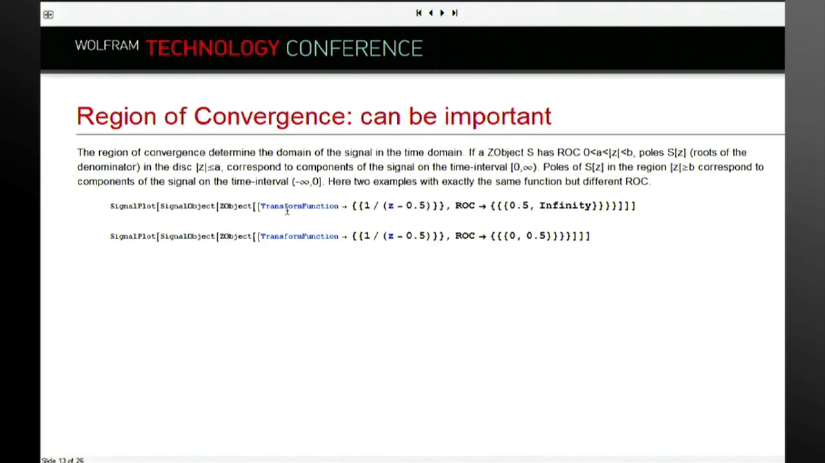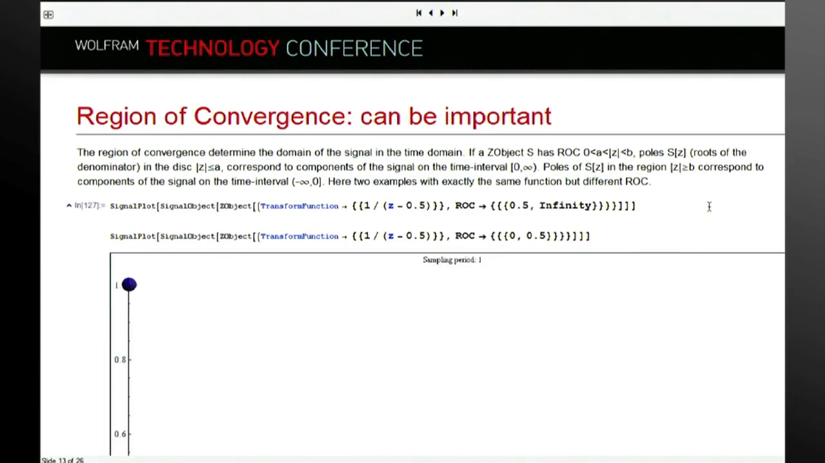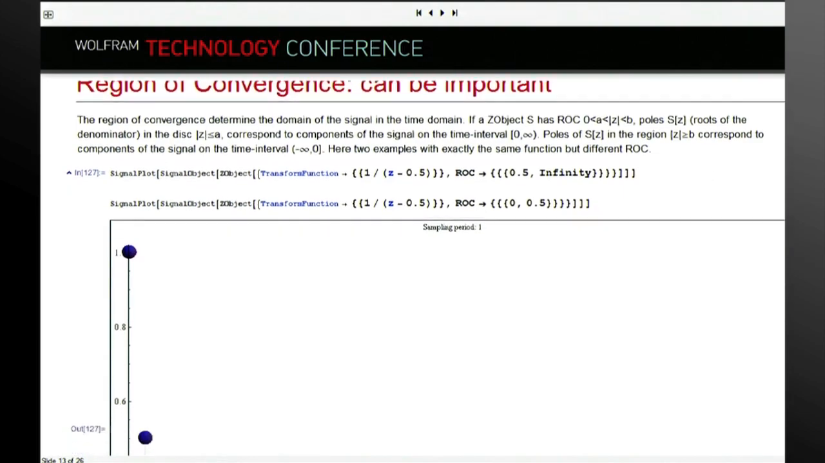Here I define two transfer functions, and the expression is the same, but I change the region of convergence here. One is to the right of, or outside 0.5, and 0.5 is important because that's the position of the pole here. And one is inside. Let us look at the signals they represent. So it's the same expression in the Z domain.